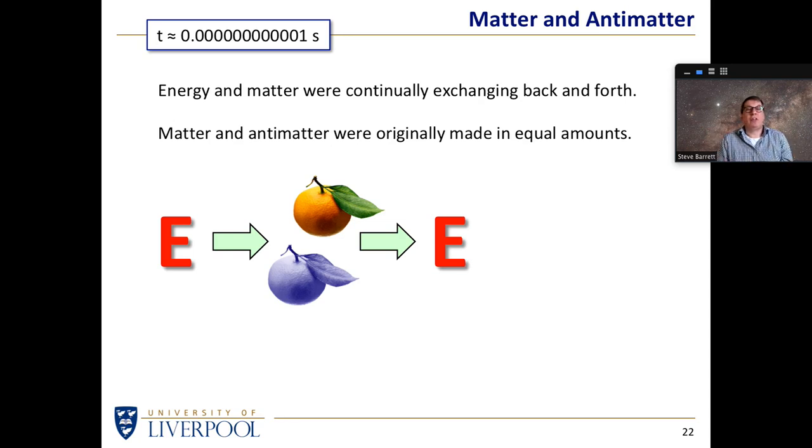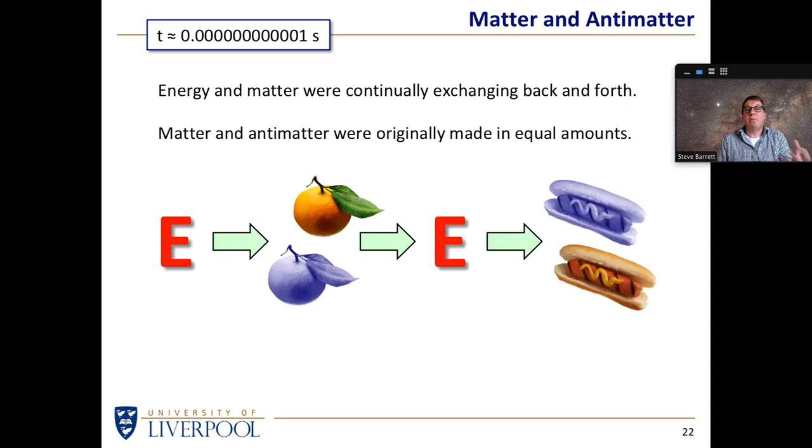And that energy is probably in the form of electromagnetic radiation, in terms of light. And that light, that energy, can make another particle of matter and antimatter. Not necessarily the same pair again, it might make something else. Probably not a hot dog and an anti-hot dog, but again, just a particle and the anti-version of that particle. Back and forth and back and forth, matter and energy.